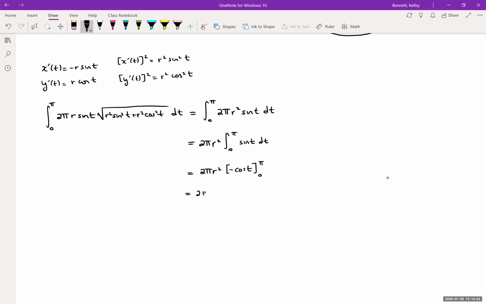So I get 2 pi r squared. So cosine of pi is -1. So I get negative 1 minus -1. That is hideous. Okay, so that's 2. So this is 2 pi r squared times 2, which is 4 pi r squared. And this certainly is the formula to compute the surface area of a sphere of radius r.